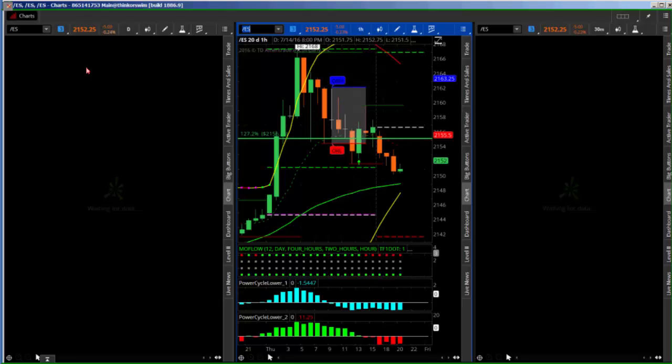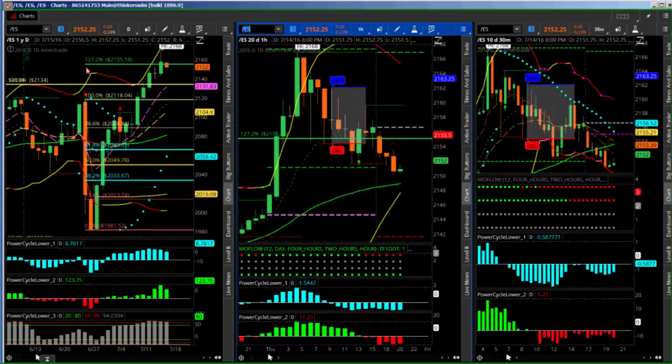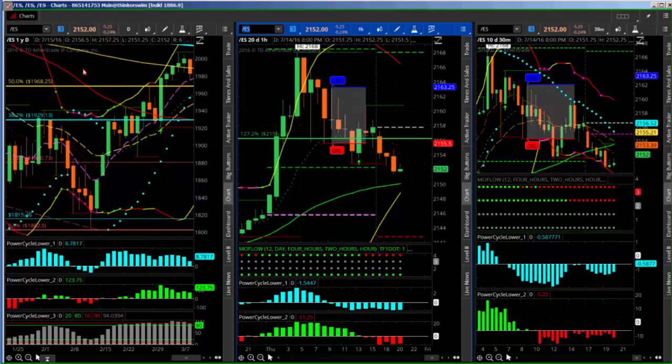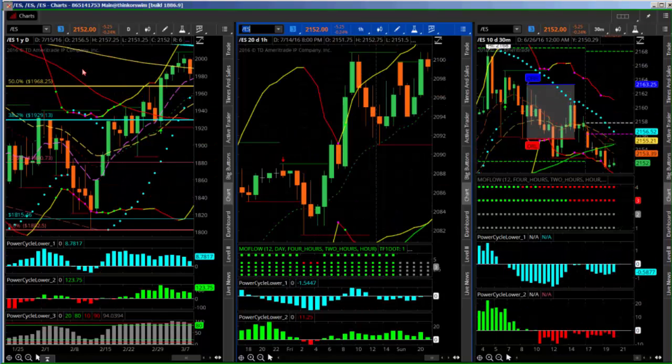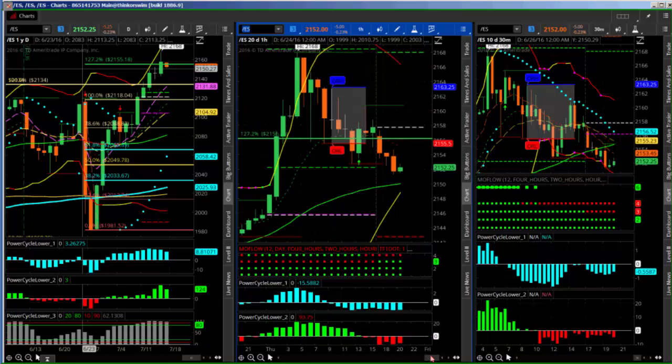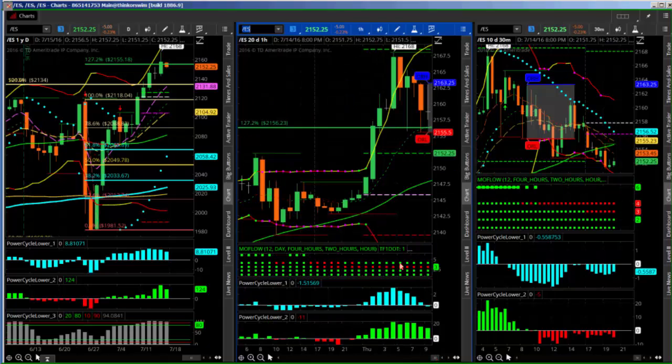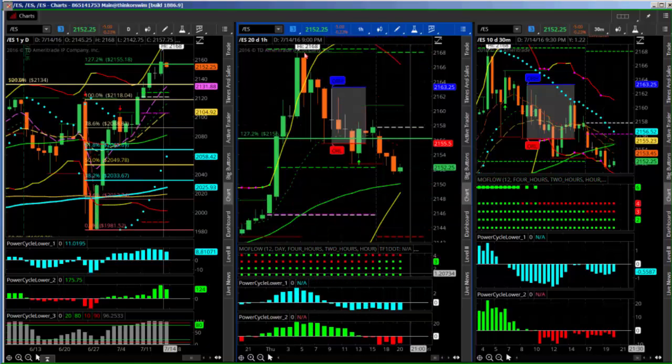So here's the S&P futures. So it could be tomorrow. See the S&P futures here, still a little bit stronger than the Russell. So that's what I like to do.